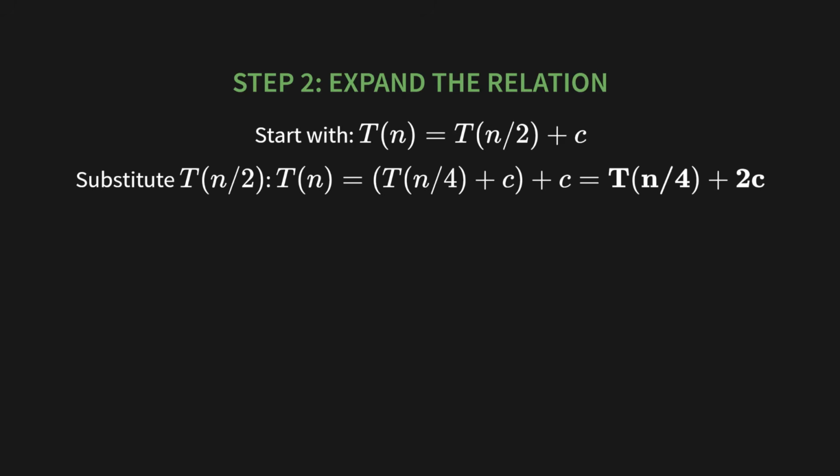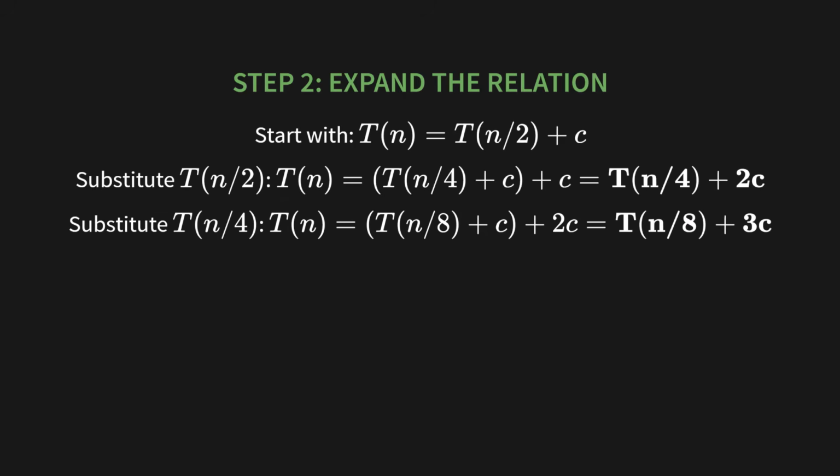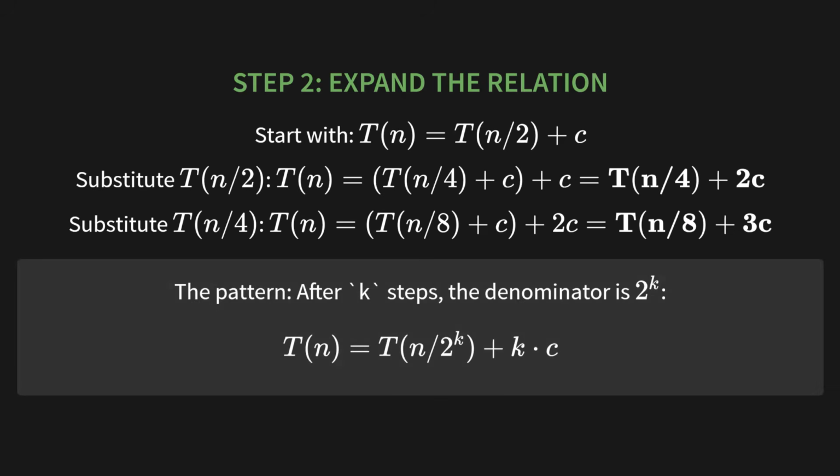We start with T of n equals T of n over 2 plus c. Substitute T of n over 2, that becomes T of n over 4 plus c, plus the original c. So we get T of n over 4 plus 2c. Let's do it one more time. Substitute T of n over 4, which gives T of n over 8 plus c, plus the 2c we already had. So we have T of n over 8 plus 3c.